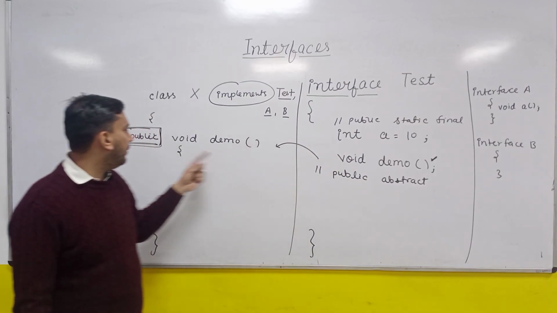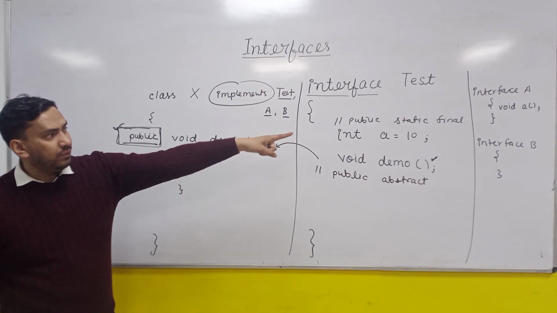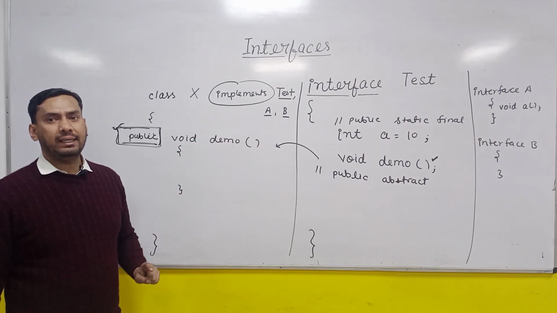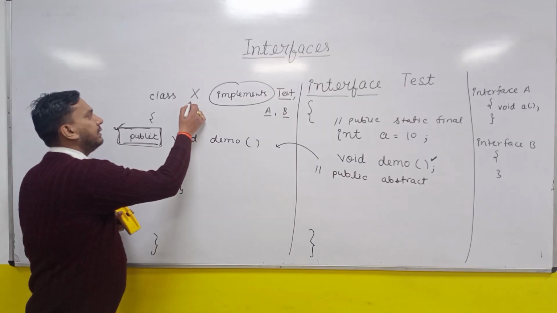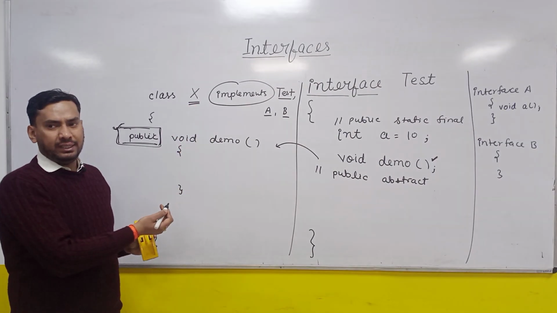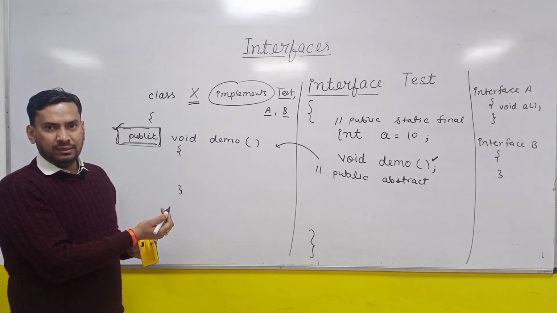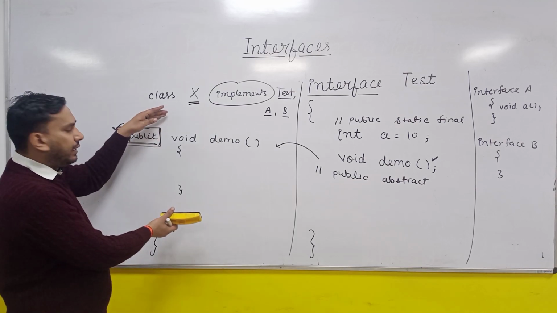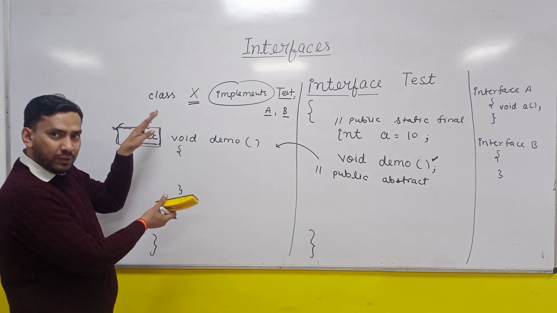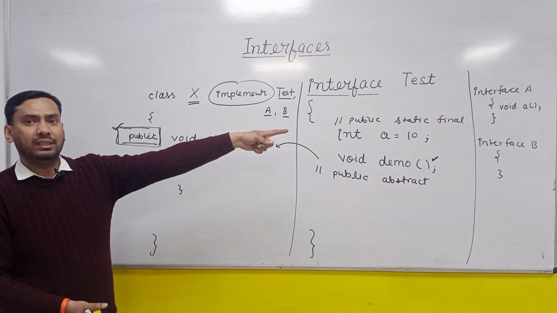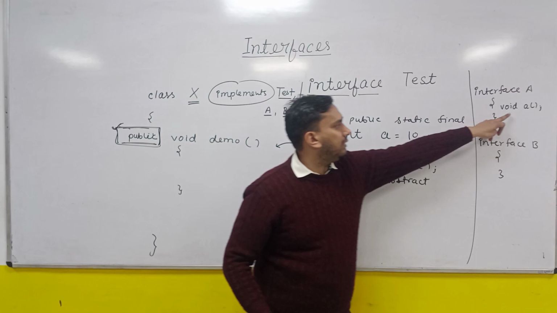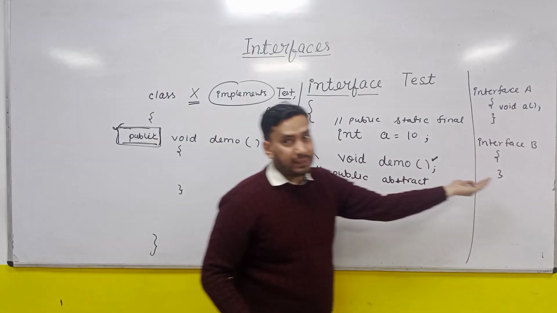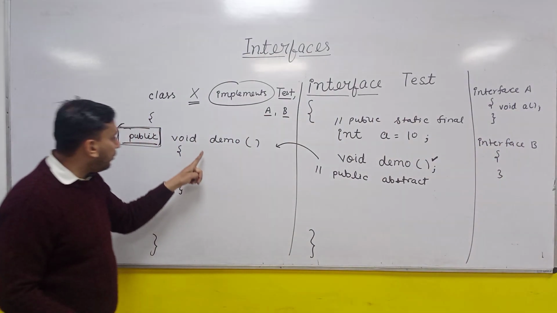And you have overridden only demo, you have not overridden the method A. It means this class X is still having one abstract method, right? Why abstract method? I am not defining any abstract method. No problem, you are not defining but you are inheriting from there. One you inherited from here and one you inherited from here. So you inherited two abstract methods but you overridden only one.